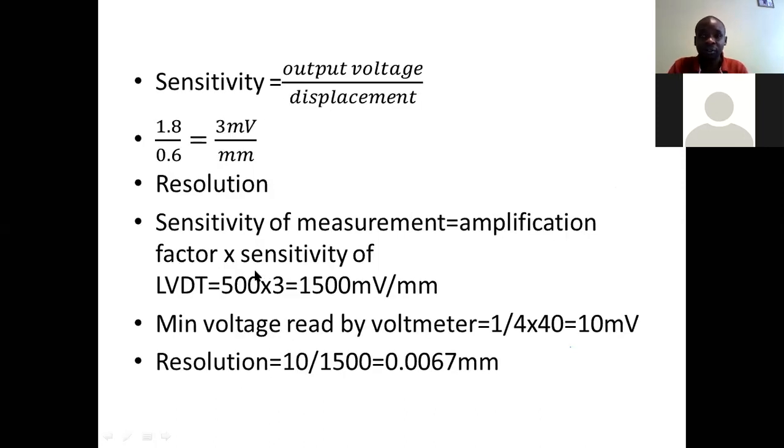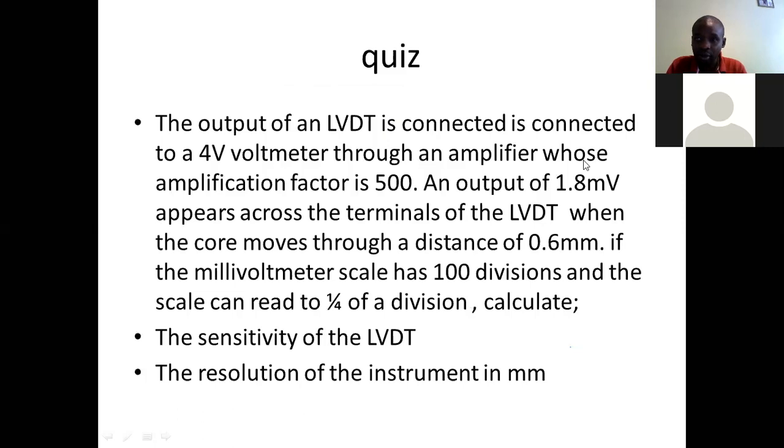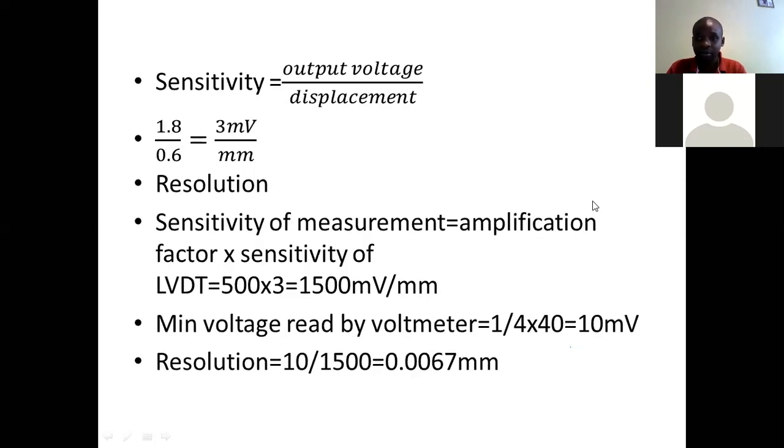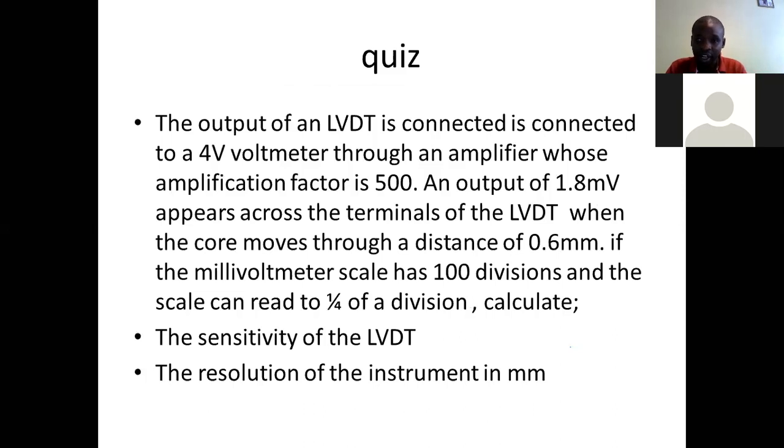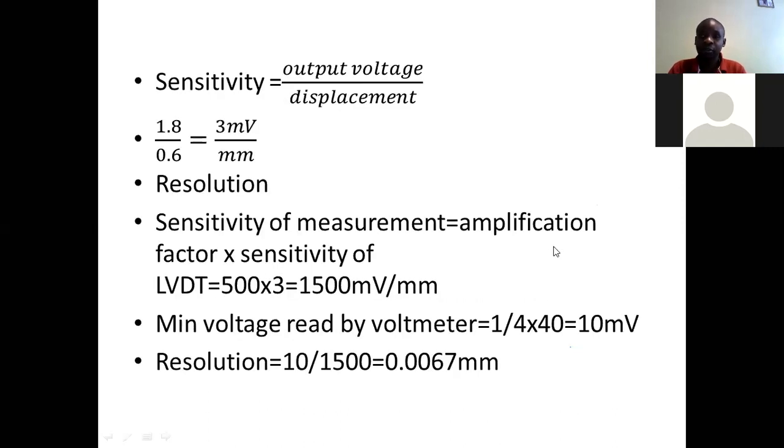So we are going to look at, first of all, the sensitivity. Sensitivity is a measure of the output voltage to the displacement. Remember, we had defined sensitivity in our earlier discussions. So the output voltage is actually 1.8 millivolts, and the input, or the change in displacement, is 0.6 millimeters. So therefore, our sensitivity will be equal to 3 millivolts per millimeter. That is the sensitivity.